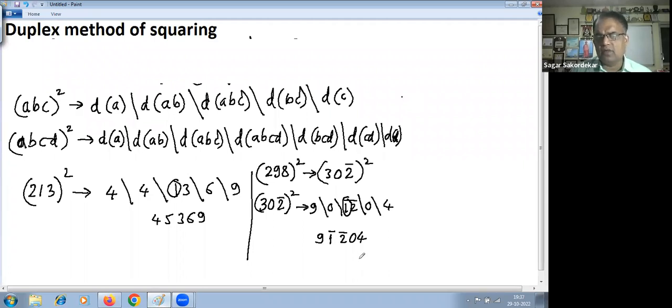Now you have to convert this to normal. 4, 0 will remain as it is. 2 negative: take the complement, reduce 1, so this becomes minus 2. Minus 2 complement is 8. Reduce 1 means 9 minus 1, 8. So 8, 8, 8, 0, 4.